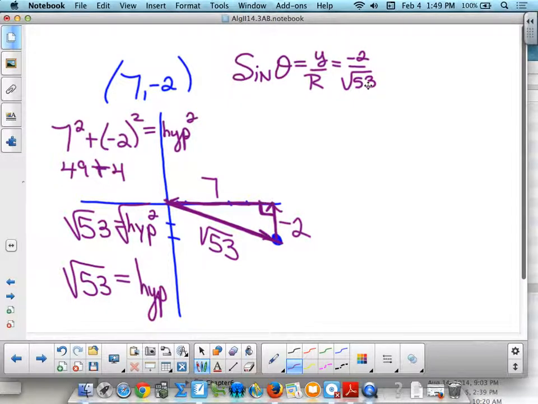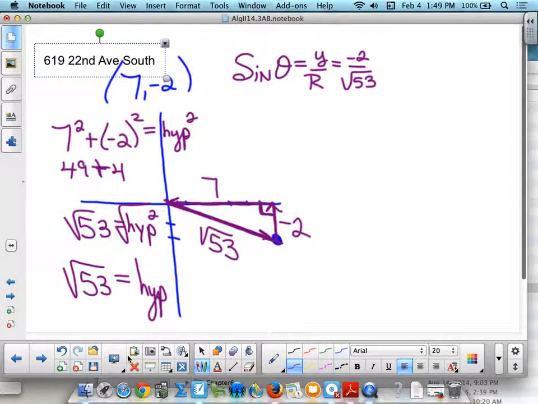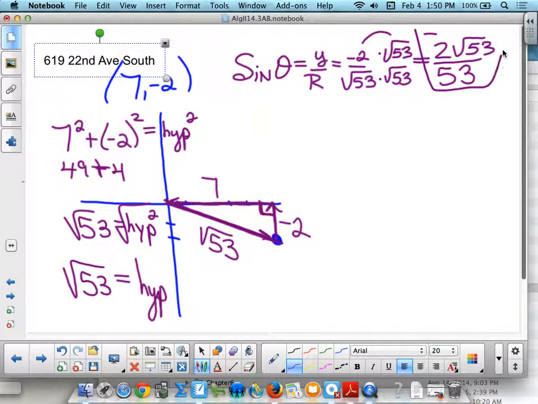Now, that is the answer, but you can't have radicals on the bottom. It's a big no-no in math. Multiply by itself. If you took the square root of 53 times itself, on the bottom you get 53, and on the top, this times this, and negative. Now, is this reduced? Look at the -2 53rds, is that reduced? Yep, you're done.